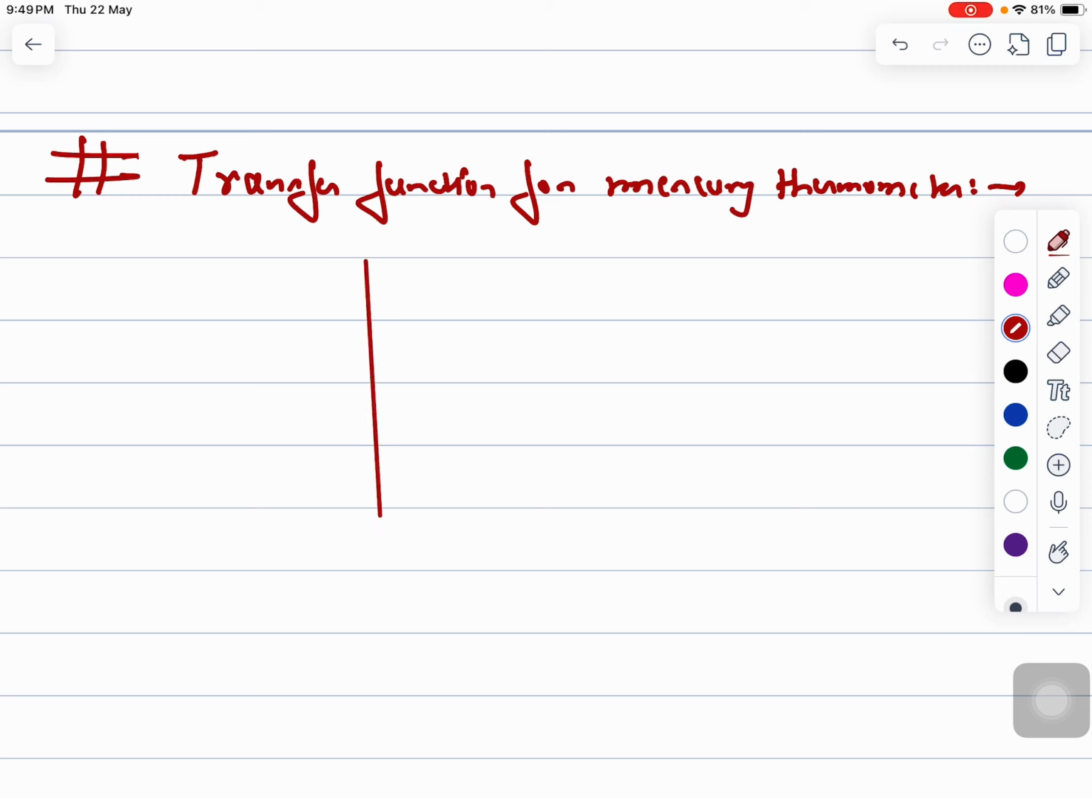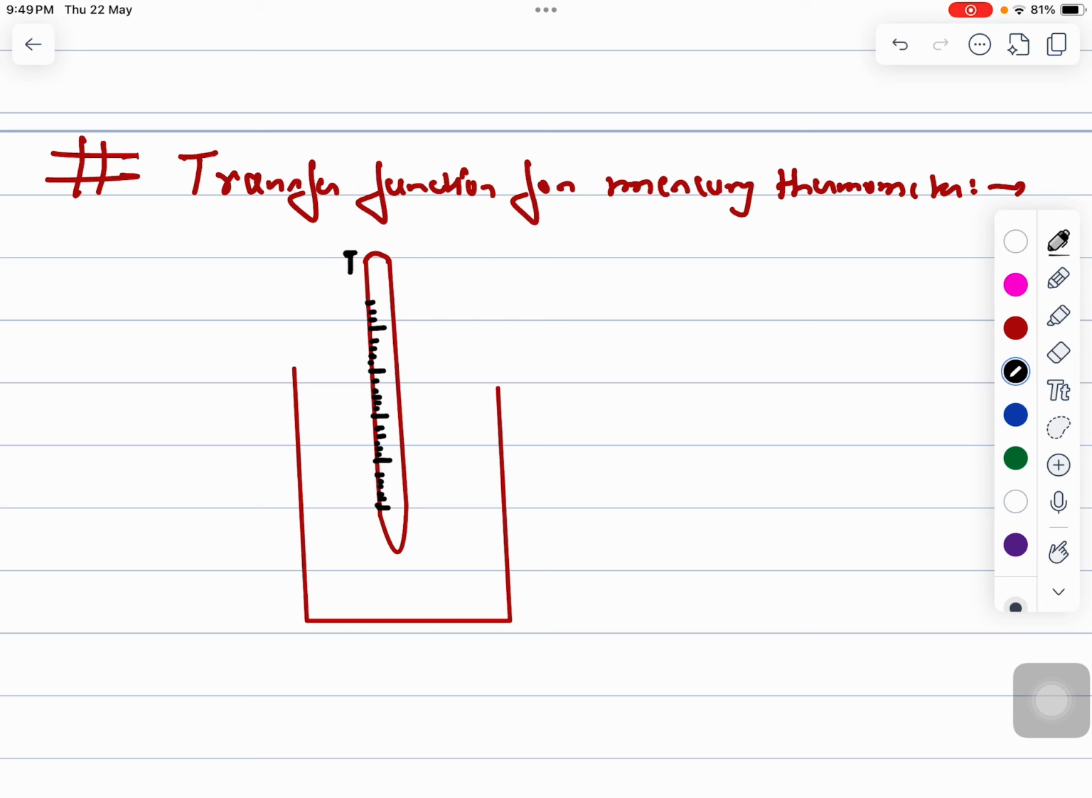So let's say there is a mercury thermometer, something like that. It will look like that. Right? So if you are putting this in any liquid, something like that, you will see there is a scale on this mercury thermometer. There is this kind of scale that shows the temperature, right? So this shows the temperature scale.